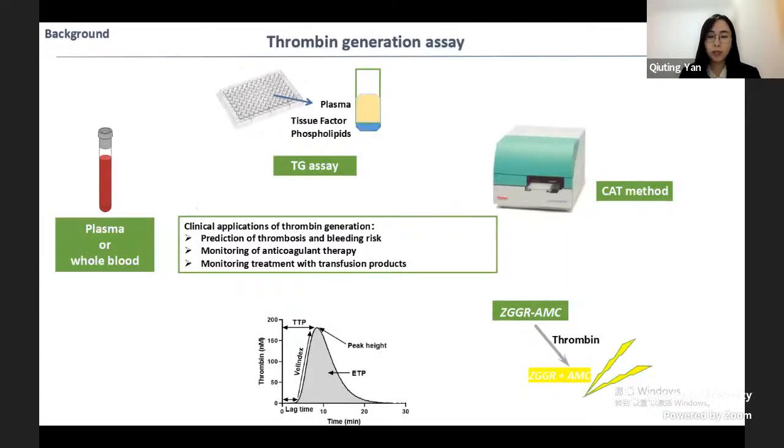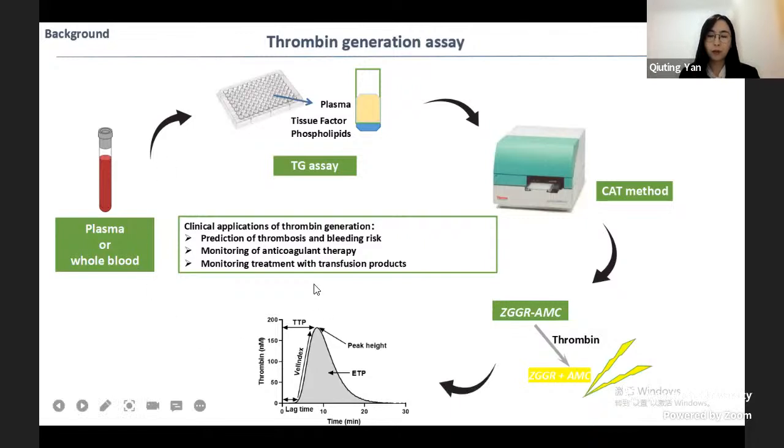A proper thrombin generating ability is crucial for normal coagulation. To measure this ability, a thrombin generation assay, or TG assay, is often used. As many people know, thrombin generation is based on the CAT method, and it can be measured in platelet poor plasma, platelet rich plasma, and whole blood. It can be triggered by addition of tissue factor in the presence of phospholipid, and then prothrombin is converted into thrombin, and subsequently thrombin cleaves the specific substrate to generate fluorescence.